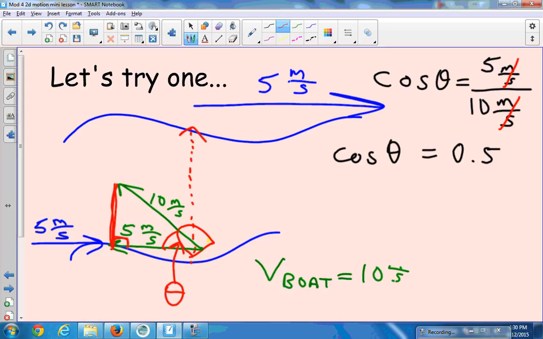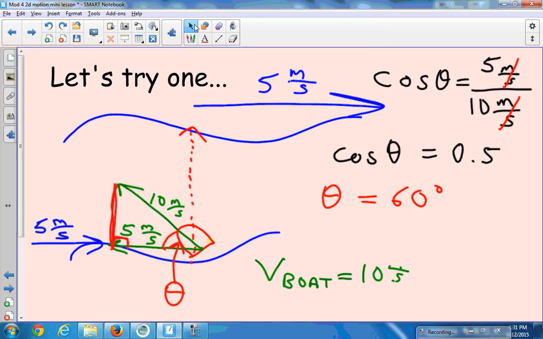Now, how do I undo this? I do an inverse cosine. And again, I'm going to use my calculator. If you're really smart, you might remember this, but nah, I'm not that smart. So I'm going to go ahead and use my calculator, and you need to learn how to use your calculator, figure out how to do inverse cosines, and you end up realizing that theta equals 60 degrees.